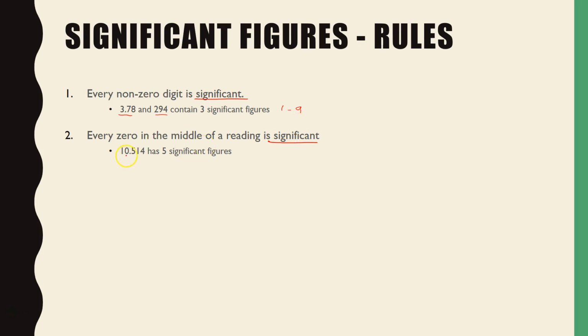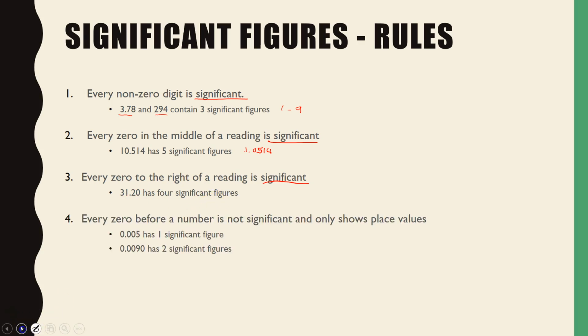For example, 10.514 has 5 significant figures. If the answer was 1.0514, it would also contain 5 significant figures: 1, 2, 3, 4, 5. In the case of a zero on the right-hand side, that is when zeros are also significant. So for example, 31.20 has 4 significant figures.